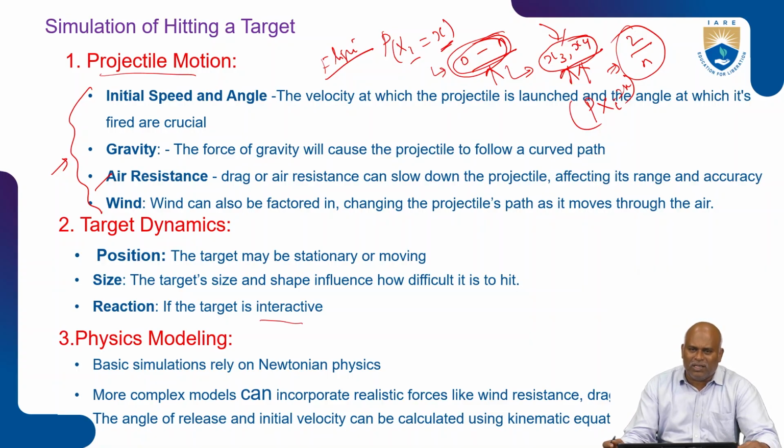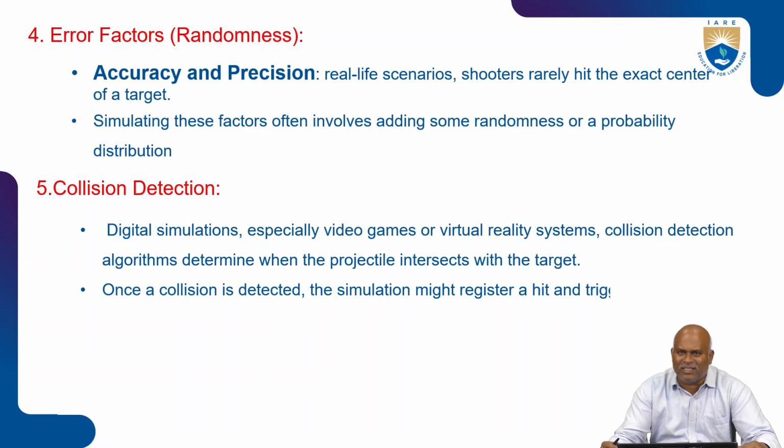So we need to develop a small network, and how that network reacts with the physics characteristics. The first one is a basic simulation based on Newtonian physics. More complex models can include additional forces like resistance, drag, as well as gravity. The angle of reaction and initial vector can be calculated using kinematic equations. Next is error factor or randomness. It is possible for error to occur in hitting the target. That is where accuracy and precision come into the picture.